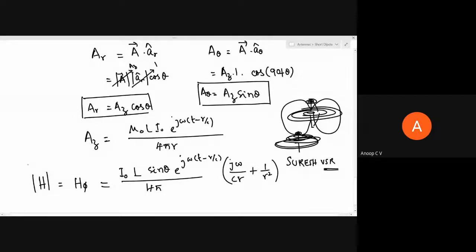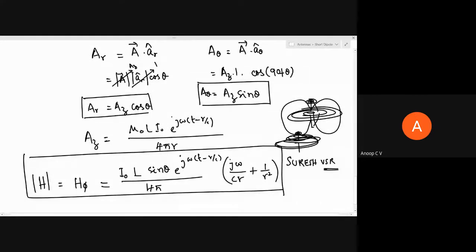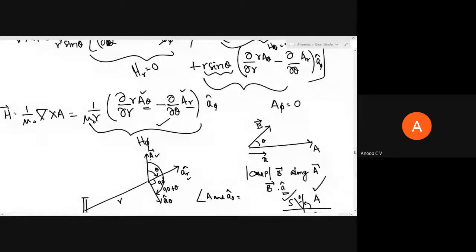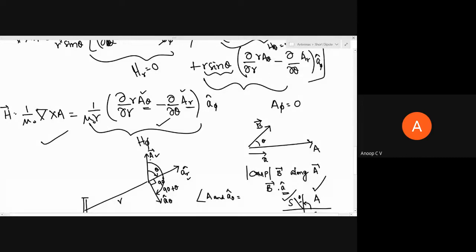This is the general expression for the magnetic field. What you have to do is apply curl. You can write that expression, which I have written earlier. You write what A theta and A_r are. Then by putting all these things in this particular equation, we will get the final result like this.